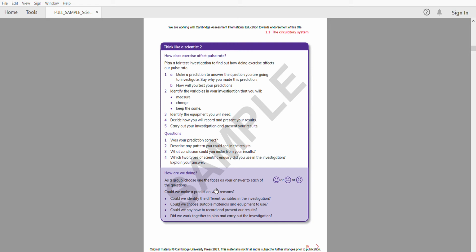What do we keep the same? We keep the duration the same, meaning in every exercise, we measure the pulse rate at 1 minute. And at the same time, we also need to keep the same person who is going to do the exercise.